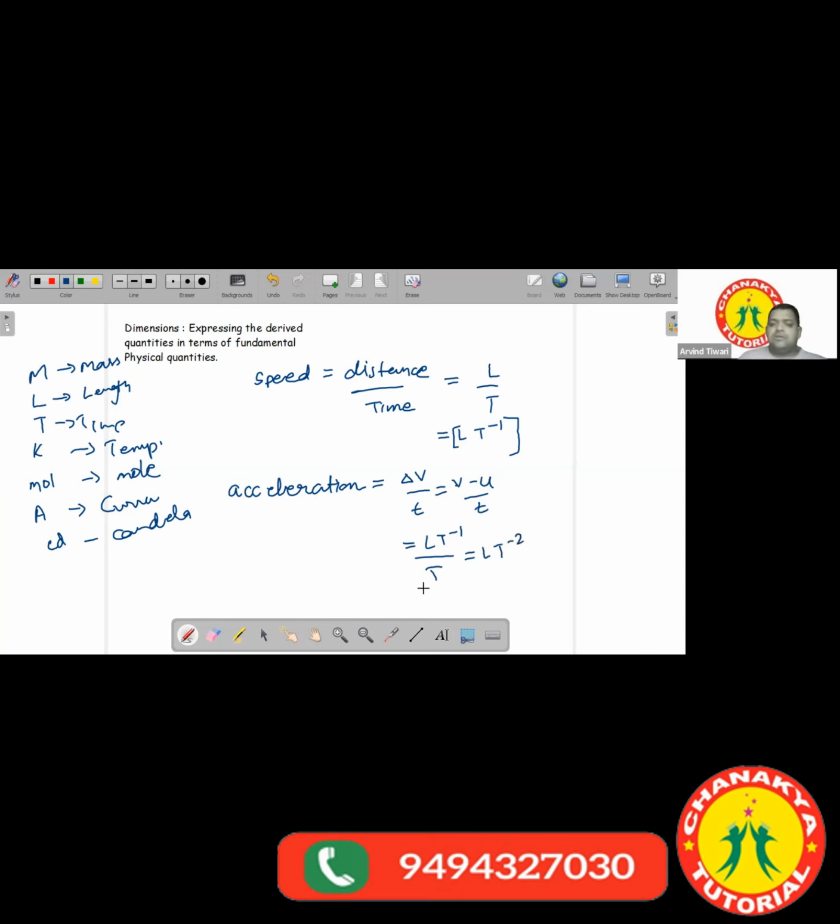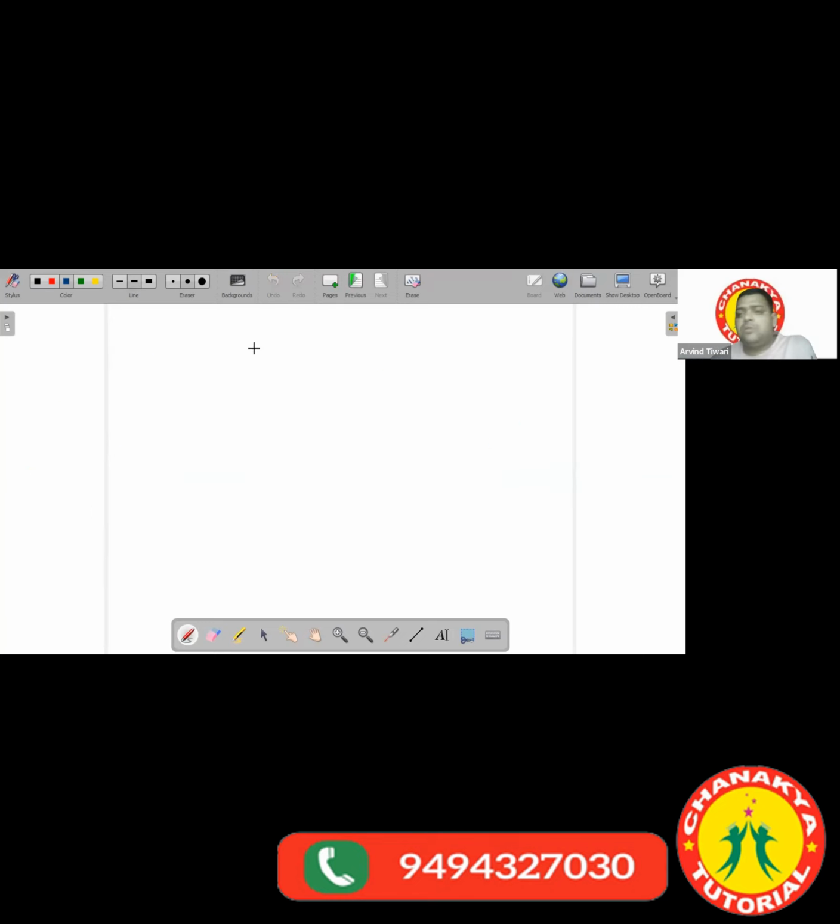Okay. So just once you joined a little bit late. Up to now we had discussed dimensions. Dimensions mean expressing the derived quantity in terms of fundamental physical quantities. So we have to express whatever derived quantity is given in terms of the fundamental quantities. These are the symbols that we will be using for different quantities.